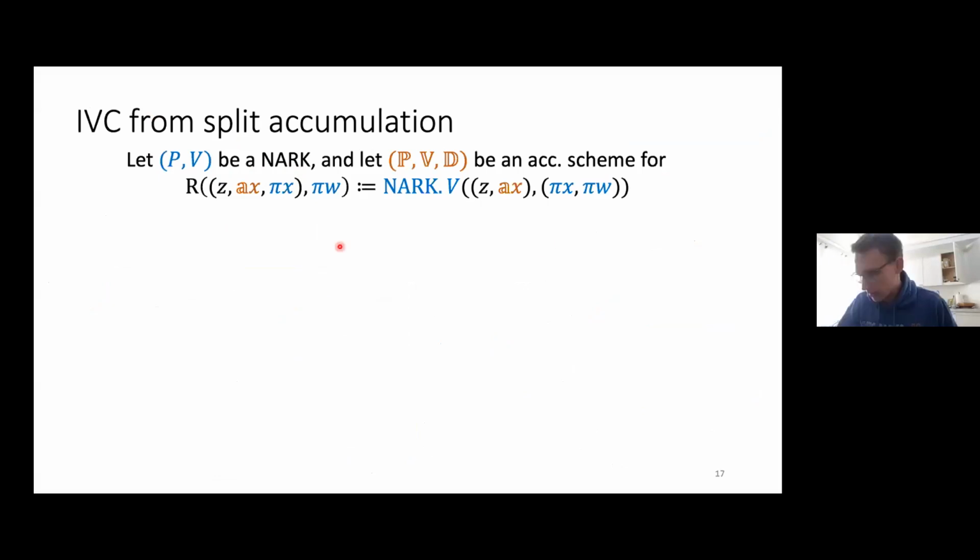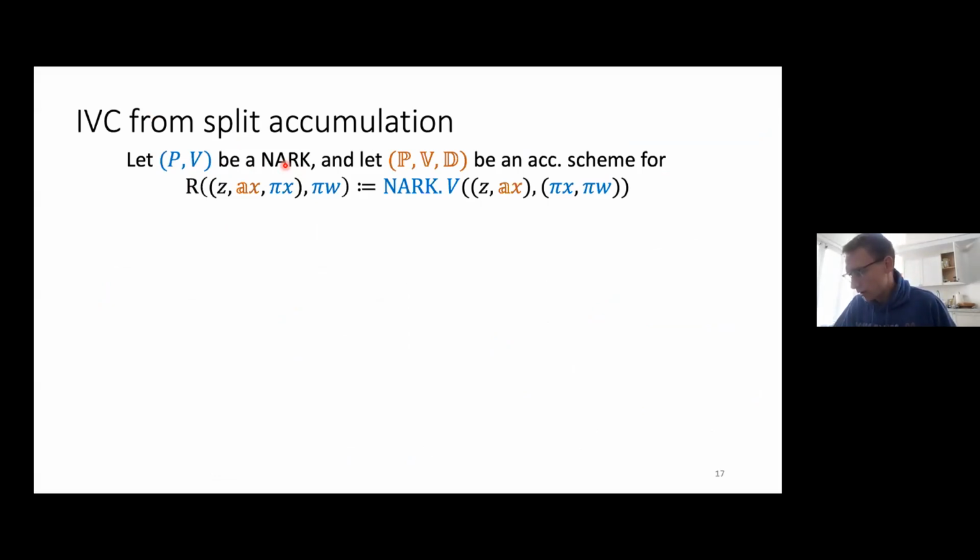Now let's say P comma V is a NARC. So what is a NARC? Well, it's a non-interactive argument of knowledge. So it's similar to a SNARK, but we completely drop the succinctness requirement. So there's no requirement anymore that the proof is short or efficiently verifiable. Of course, any SNARK is also a NARC, but it's not a requirement anymore.